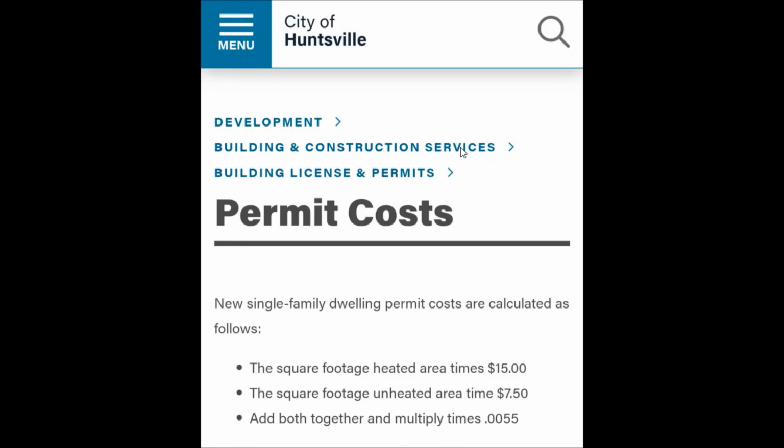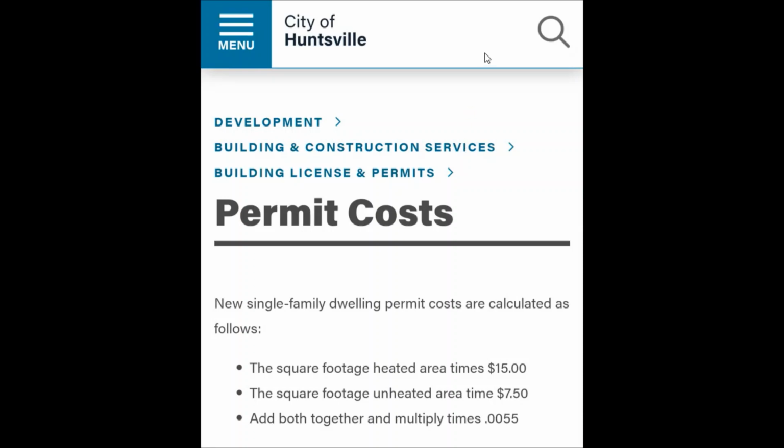All right. So it says new single family dwelling permit costs are calculated as follows: the square footage heated area times $15, the square footage unheated area times $7.50. That's typically a garage where you may park your cars. And then we add both of those together and multiply times 0.0055. And that's going to give us our permit costs.